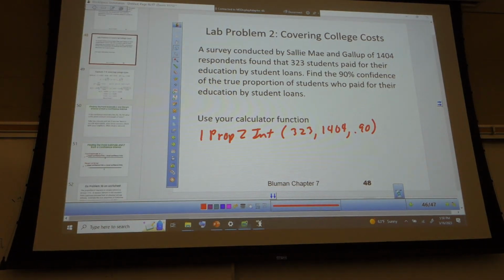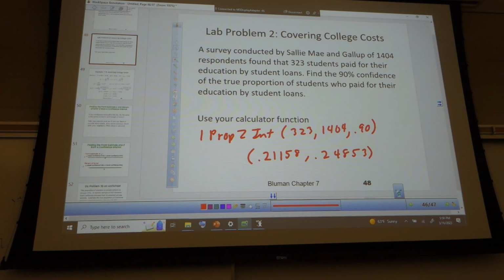What did it give you? So for the interval, I got 0.21158, and then for the other one, it's 0.24853. Is that what everyone else has? Austin, what did you get? I got the same thing.